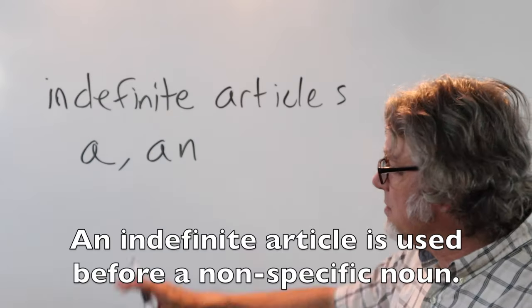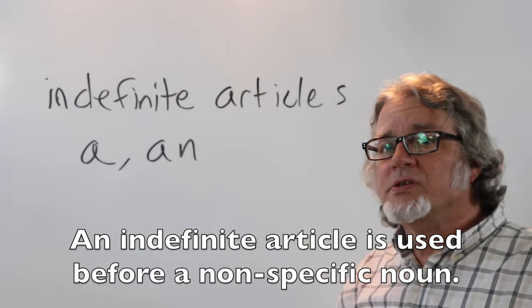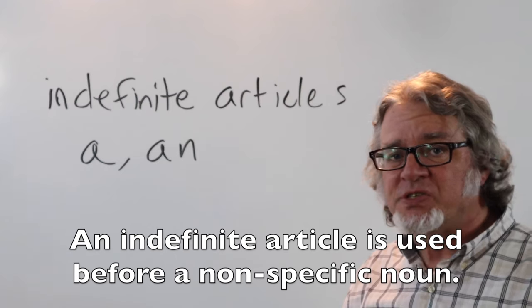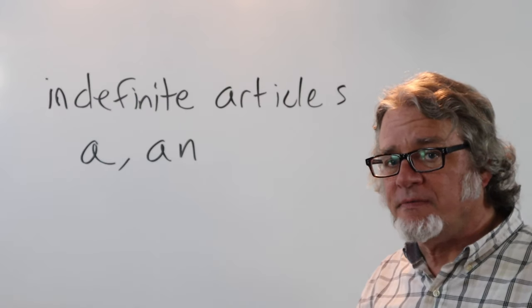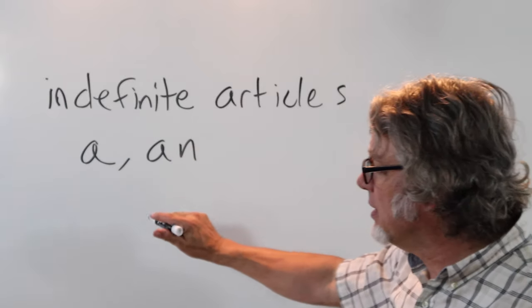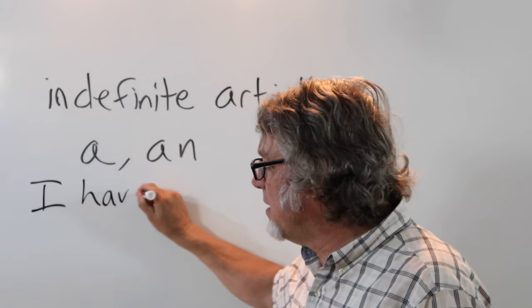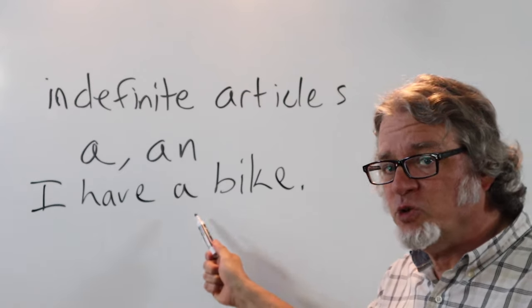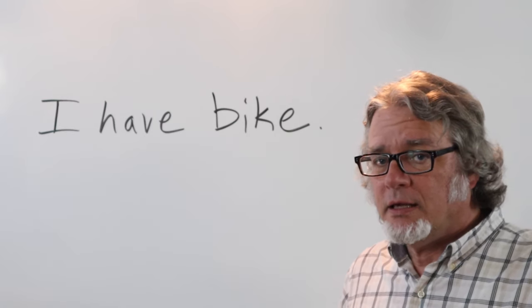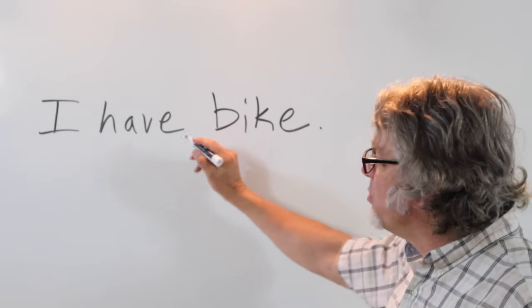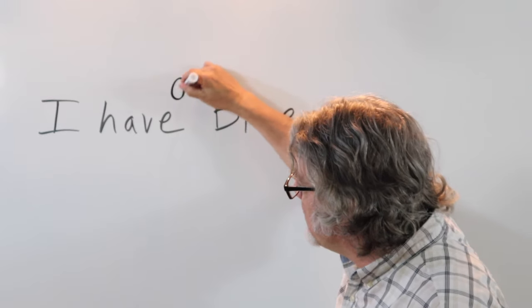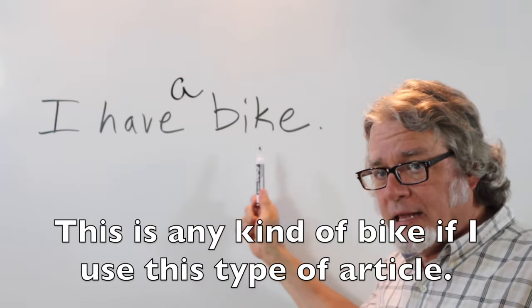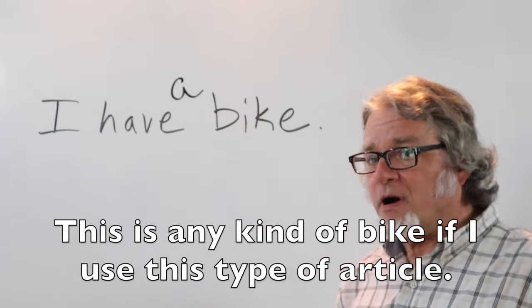An indefinite article, such as a or an, is used before a non-specific noun. So this is a fairly general category. I have a bike. This is not specific. It could be any kind of bike. I have bike. This sounds pretty bad. You need to put an article here. I have a bike. This is any kind of bike if I use this type of article.